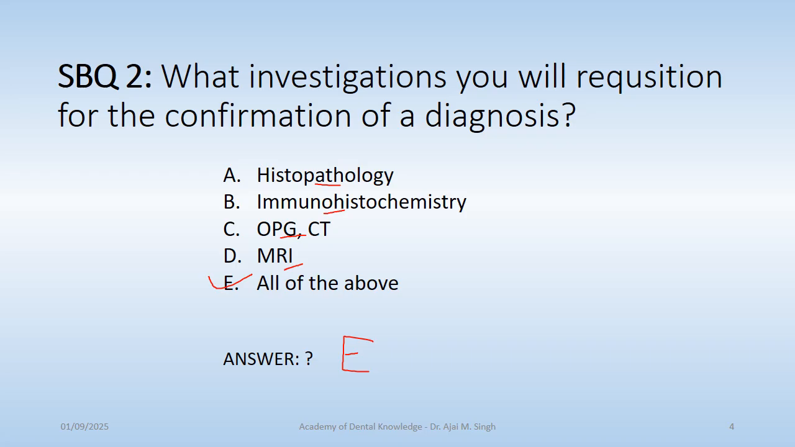Scenario based question number 2. What investigations you will requisition for the confirmation of the diagnosis? Histopathology, of course. Immunohistochemistry, of course. OPG and CT to see the condition of the jaw, bones and associated structures with teeth, of course. MRI, definitely we will go for this. So all the investigations we will do, we will send requisition for all the options. So answer will be E again here.